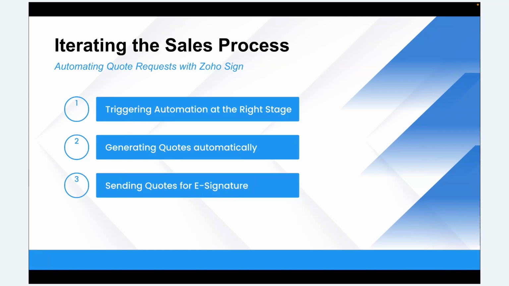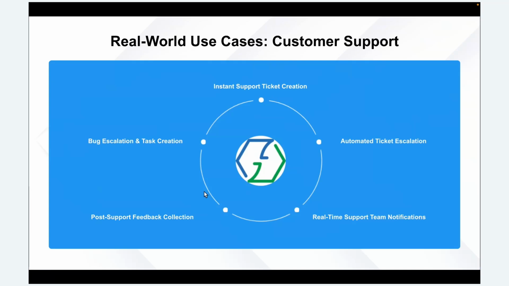And now let's see some other real world use cases. I have taken two. One is a customer support business. If we have a form embedded in the website, on a form submission Zoho Flow gets triggered, and it will instantly create a ticket in Zoho Desk. As soon as it creates a ticket, it will also send a note.